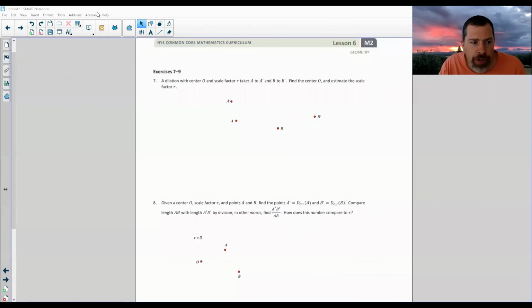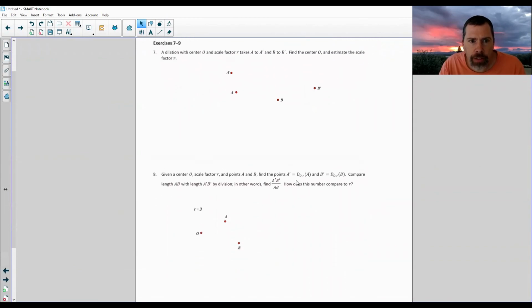Okay, this is page 5, exercises 7 and 8. All right, page 5, exercise 7. A dilation with center O and a scale factor of r takes A to A prime and B to B prime. Find the center O and estimate the scale factor.